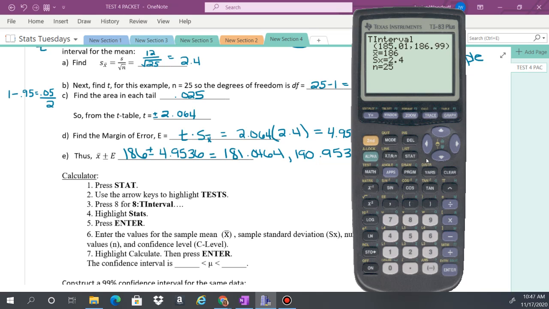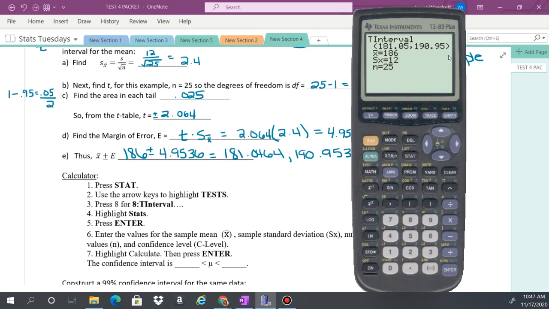Okay, that's off because, so you don't have to do this calculation. I'm just kidding when I said that. So let's redo this. Stat, tests, t interval. So the sample standard deviation, you don't have to do the calculation. You just put it in as 12. It will do it for us. That should correct this. There we go. Yes, so 181.05, 190.95.